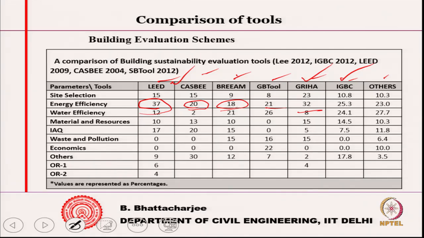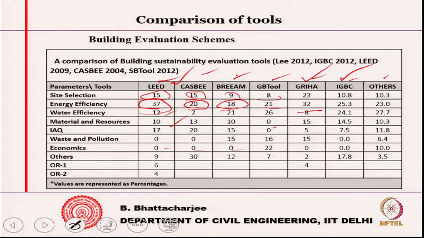While site selection is 15, this is 15, this is 9, 8, 23, 10, etc. And you go to water efficiency, materials and resources. So the criteria themselves vary, and in some cases a criterion may not be there at all; it is simply 0.